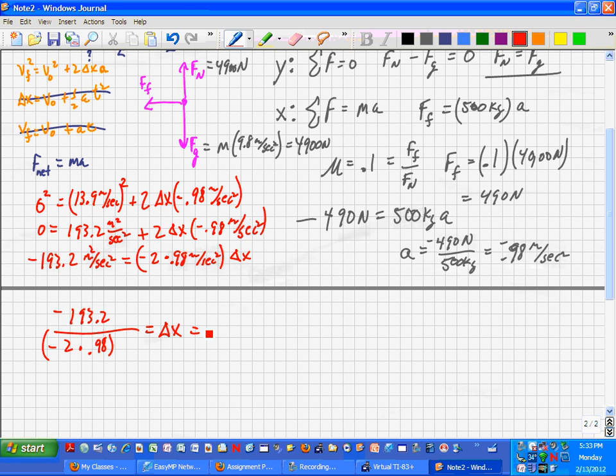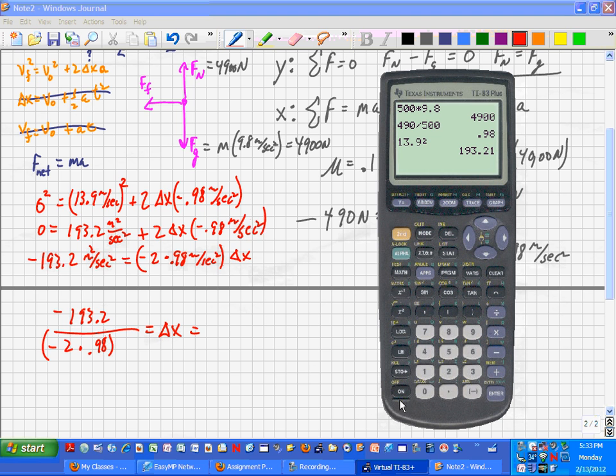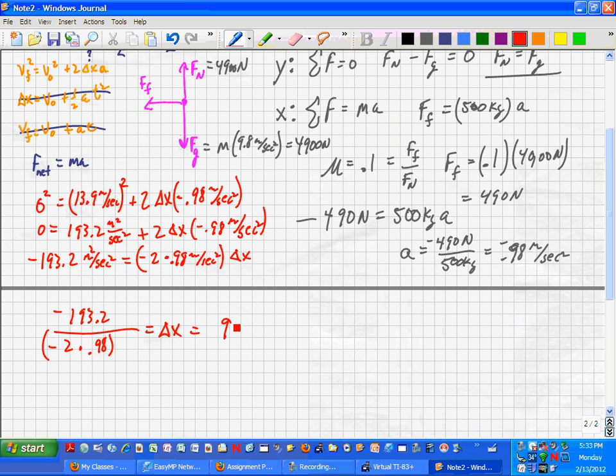So that's going to be equal to, let's go ahead and grab a calculator. It's going to be 193.2 divided by 2, hit enter, divided by 0.98, hit enter. Looking at about 98.6 meters. 98.6 meters. I know that change in position is going to be in meters.